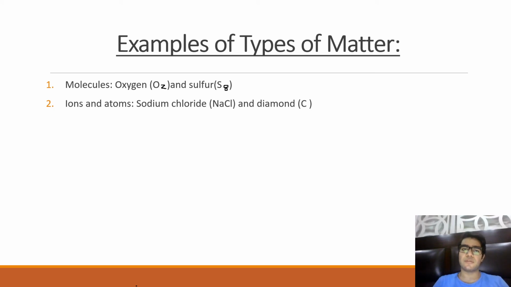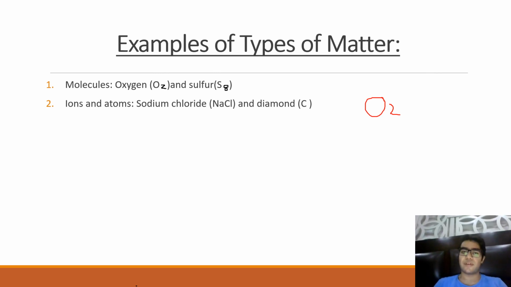Okay. So as an illustration, I'll give you examples of types of matter. If you look at molecules, oxygen is a molecule and sulfur is a molecule, because oxygen is O2. This means that it has two oxygen atoms. So this becomes an oxygen molecule. And sulfur has 8 sulfur atoms. Okay, so sulfur is also a molecule. And examples of ions and atoms would be sodium chloride and diamond. Diamond is basically a form of carbon, and carbon is an element. And diamond is a solid at room temperature. And sodium chloride has ions. Okay, so these are examples of types of matter.